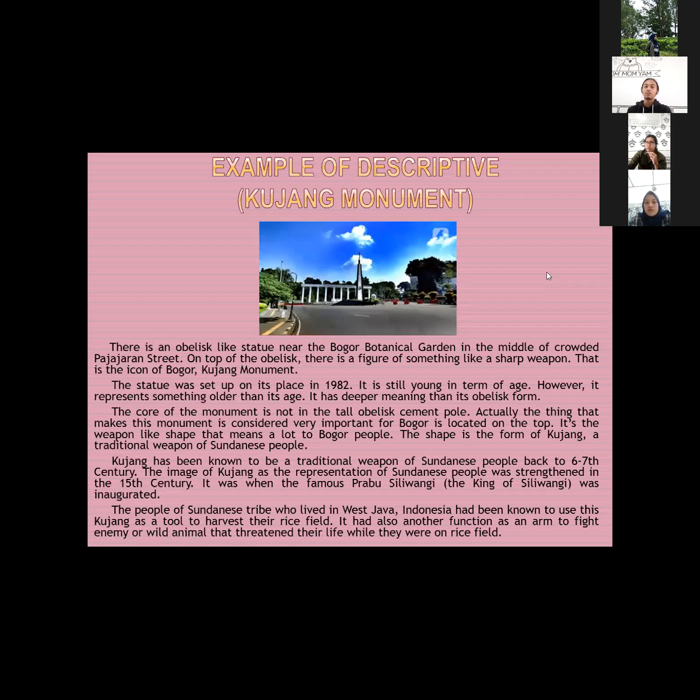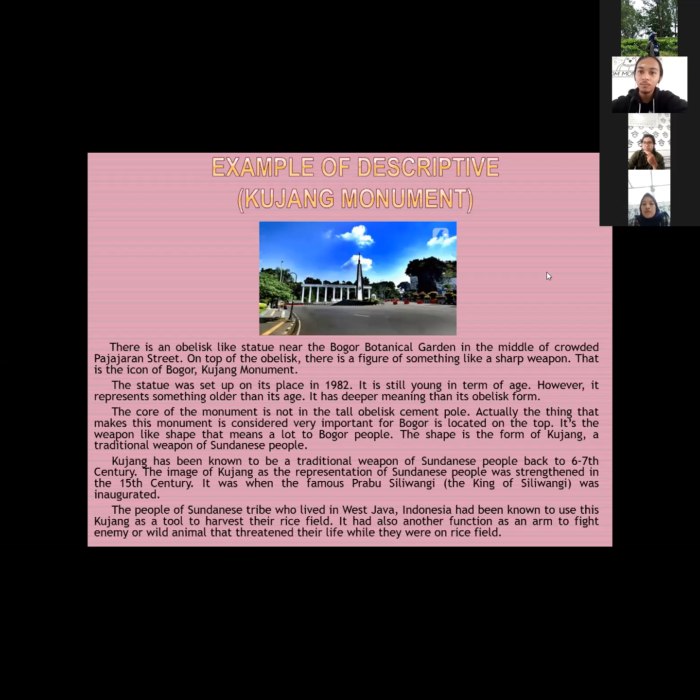So this is the example of descriptive text. This is Kujang Monument. There is an obelisk-like statue near the Bogor Botanical Garden in the middle of crowded Pajajaran Street. On the top of the obelisk, there is a figure of something like a sharp weapon. There is the icon of Bogor, Kujang Monument. The statue was set up in its place in 1982. It is still young in terms of age. However, it represents something older than its age. It has deeper meaning than its obelisk form.